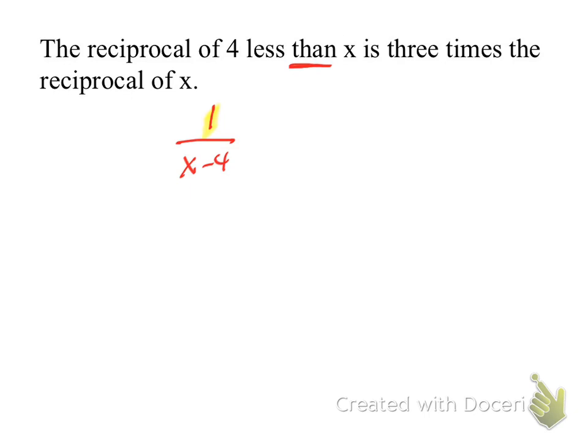Is equals. Is my equals. 3 times the reciprocal of x. 3 times 1 over x. Is that what you said? Okay, so it would really be 3 over x, because 3 times 1 over x.